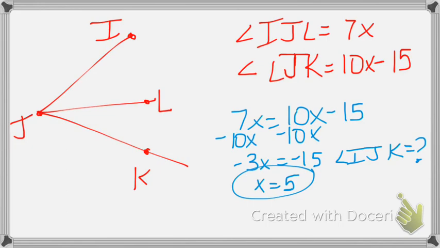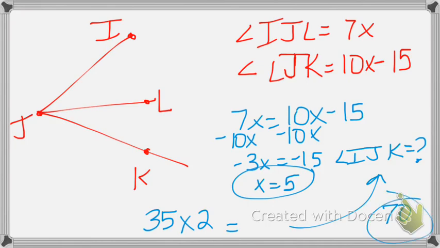So, good. I'm going to plug in 5 into one of those. It doesn't matter which one because I should get the same thing. Plug it into whichever one's easier. I plug it into that top one. So I get 7 times 5, which is 35. And then both angles are 35, so multiply by 2. So the whole angle would be 70.